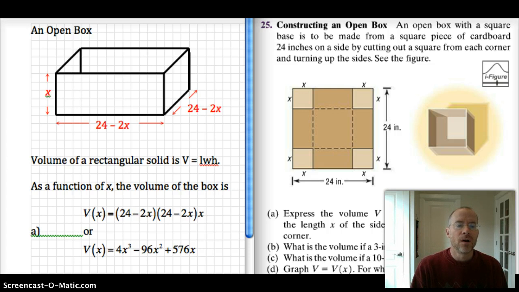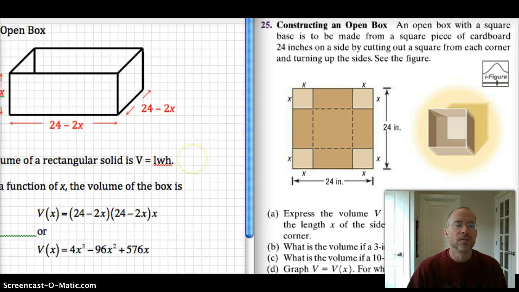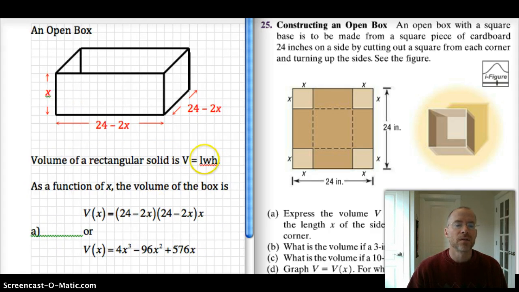You know, the volume, we're supposed to do a volume function. The volume of a rectangular solid is V equals the product of the dimensions, right? Length times width times height. But I don't want a function that's got 3 different variables in it. So it's necessary, if I want to, as they ask, express the volume of the box as a function of the length x of the side of the square we're cutting out from each side, we need this all in terms of x.